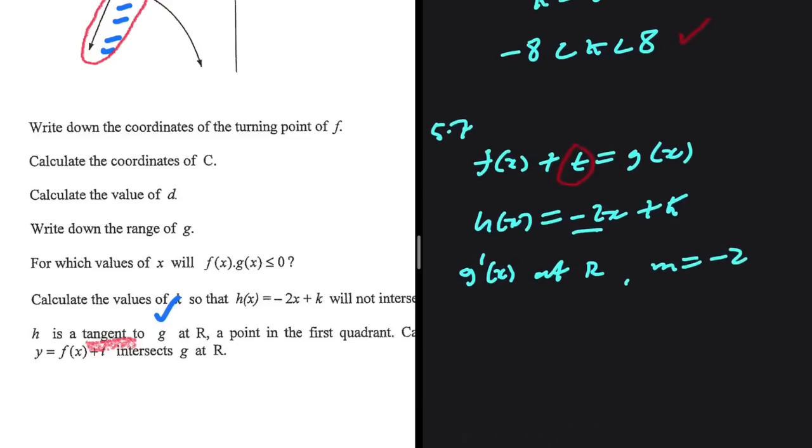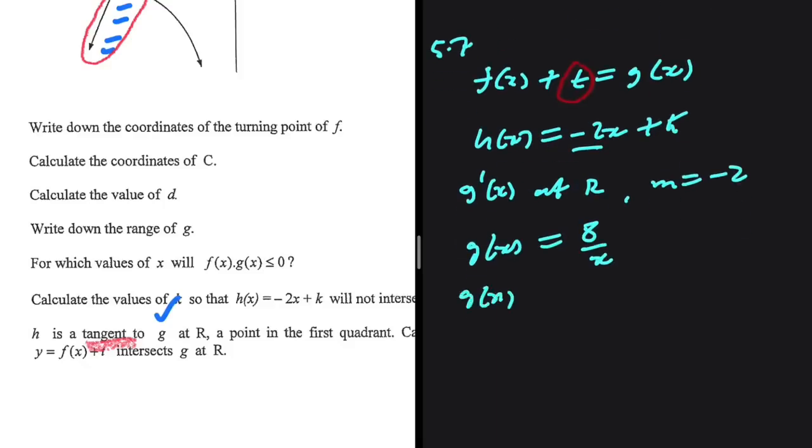So what are we saying? We're saying that if you differentiate g of x and equate to minus 2, you can find the x value at r, the point we're interested in. Let me show you how. So we want to differentiate g of x. Let's start by saying g of x is equal to 8 divided by x.